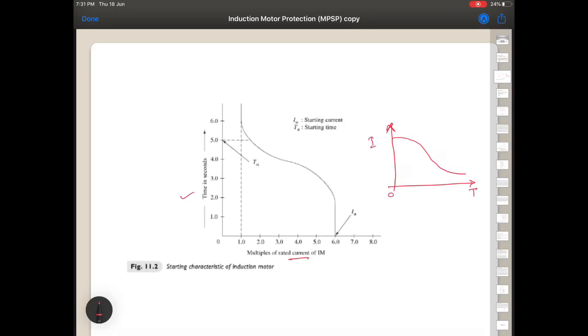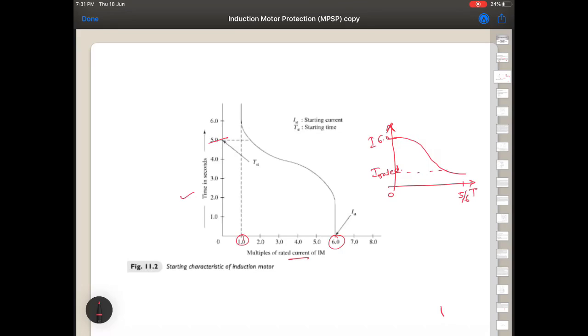So during initial, the motor will be standstill, that is, it is not rotating. At that time it will draw current somewhere around 6 amperes, and once it attains speed, after some time, maybe 5 or 6 seconds, what you can see here is it draws very little current, that is almost the rated current. So this is 1 per unit, that is rated current. This is the meaning of this graph.